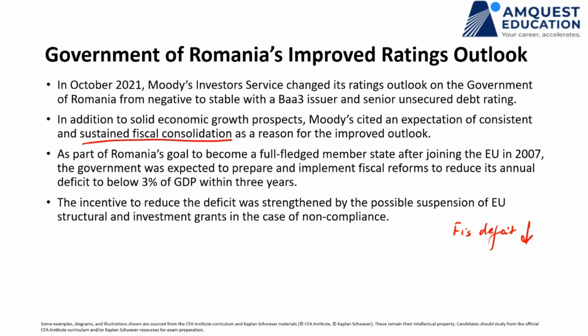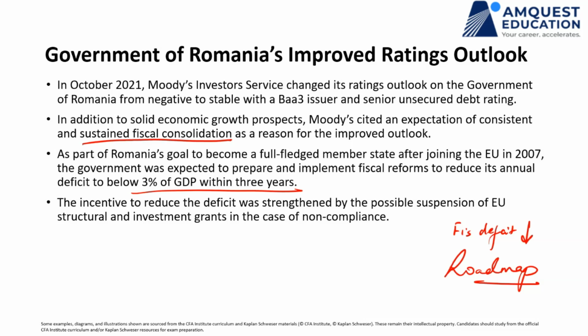As part of Romania's goal to become a full-fledged member state after joining the EU, the government was expected to prepare and implement fiscal reforms to reduce its annual deficit to below 3% of GDP within 3 years. So even our government has such a roadmap that we want to take the number to X percentage in the next few years. It got temporarily derailed because of whatever happened in 2020, 21, 22, because of the COVID time frame. But the government is again on the path of fiscal consolidation.